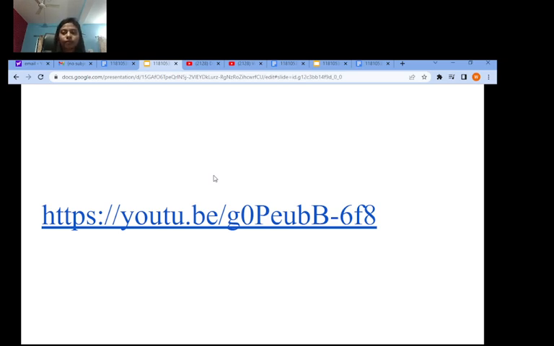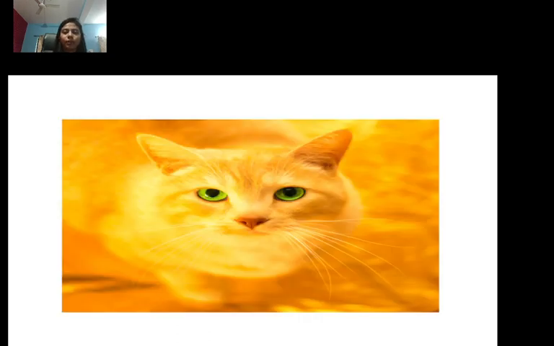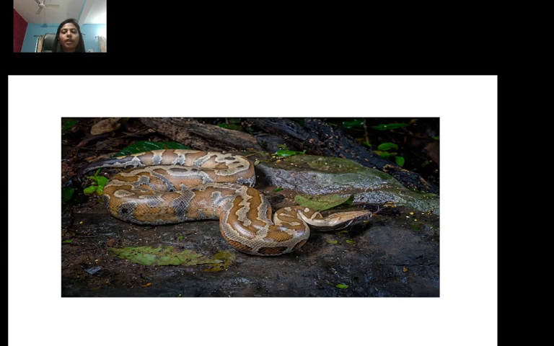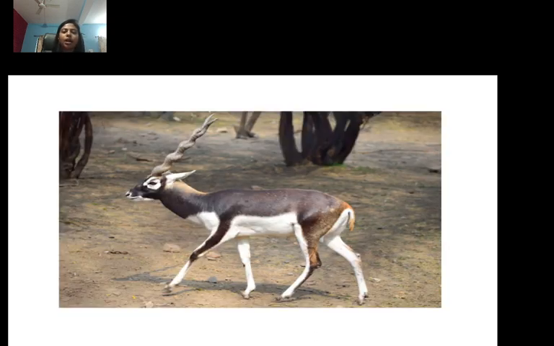Now please observe this image, students. What is this? Yes, this is a thorn. Good. This one is a golden cat. Okay. This one, rhinoceros. Very good. And this one, python. Yes, good. So students, all these four animals are protected by the wildlife sanctuary.